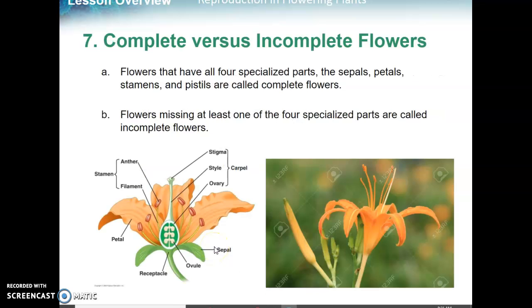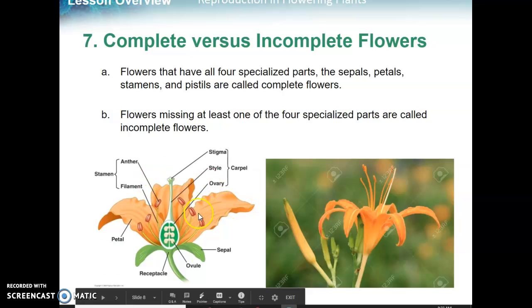So with that basic anatomy of the flower, let's talk about a couple of topics today: complete and incomplete flowers, and perfect and imperfect flowers. So here's the definition of a complete flower. It has all four of the parts we just talked about. It has sepals, it has petals, it has stamens, it has pistils. Those are called complete flowers. If you're missing at least one of those four, or even more than one of the four, you're called an incomplete flower.